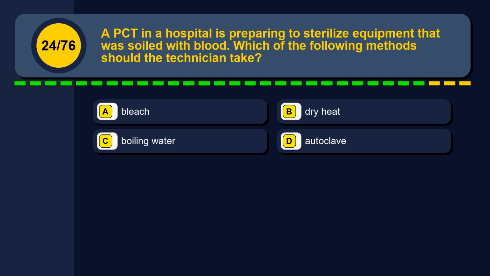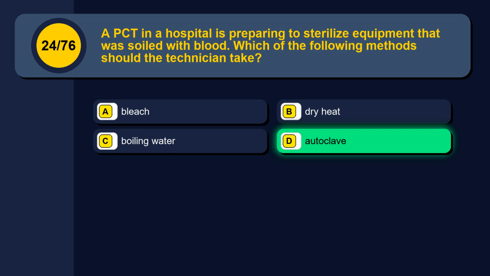Question 24. A PCT in a hospital is preparing to sterilize equipment that was soiled with blood. Which of the following methods should the technician take? Option A. Bleach. Option B. Dry heat. Option C. Boiling water. Option D. Autoclave.